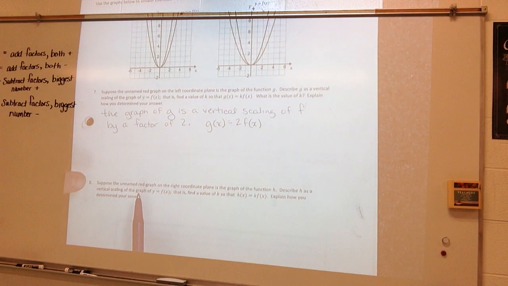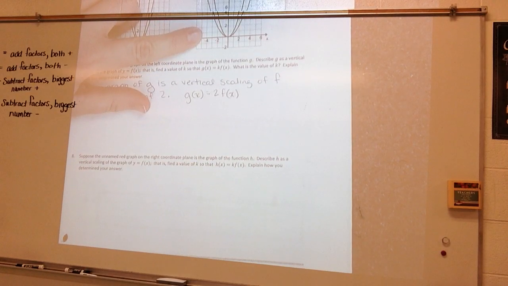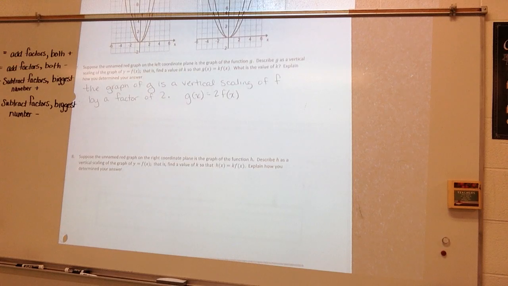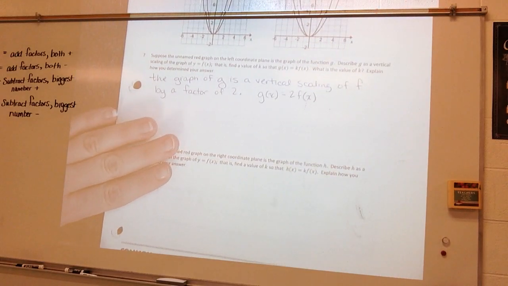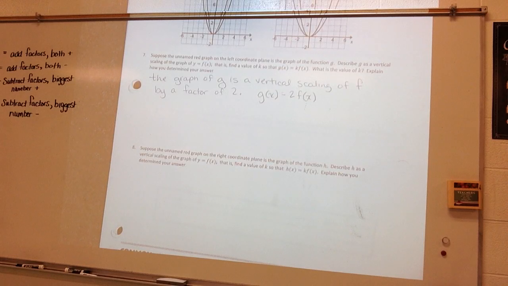So then let's look at number 8. Number 8 says, suppose the unnamed red graph on the right coordinate plane is the graph of the function h. Describe h as a vertical scaling of the graph of y is equal to f of x. Alright, so we are doing a vertical scaling. We're just looking at vertical. That is, find the value of k so that h of x is equal to k times f of x. Explain how you determined your answer. Alright, so let's look at this.